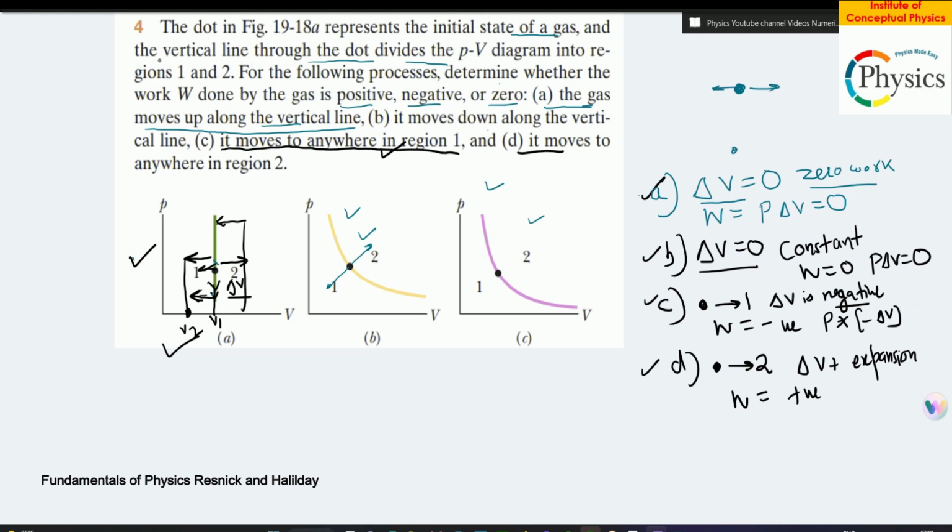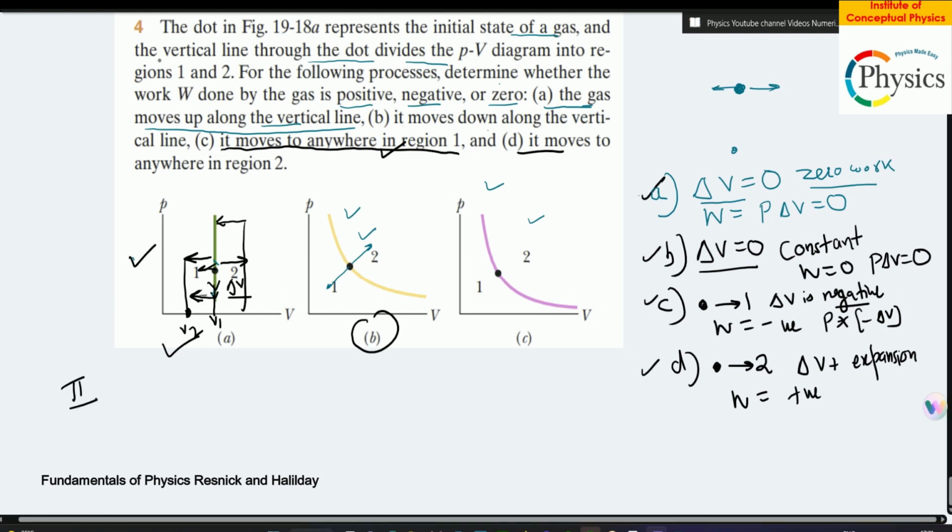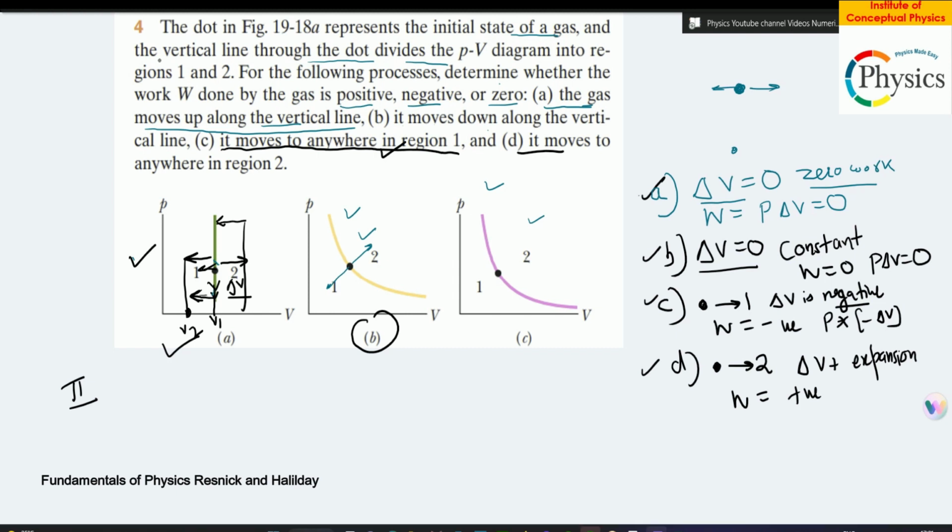Let's talk about the B situation, right? Situation number B. If you look into situation number B, I'm talking about situation number 2, and then we will go through each one of these. Obviously, there is no vertical line available. The gas moves up along the vertical line, we have already established. So here there is no vertical line in B. It was here, we have already done this.